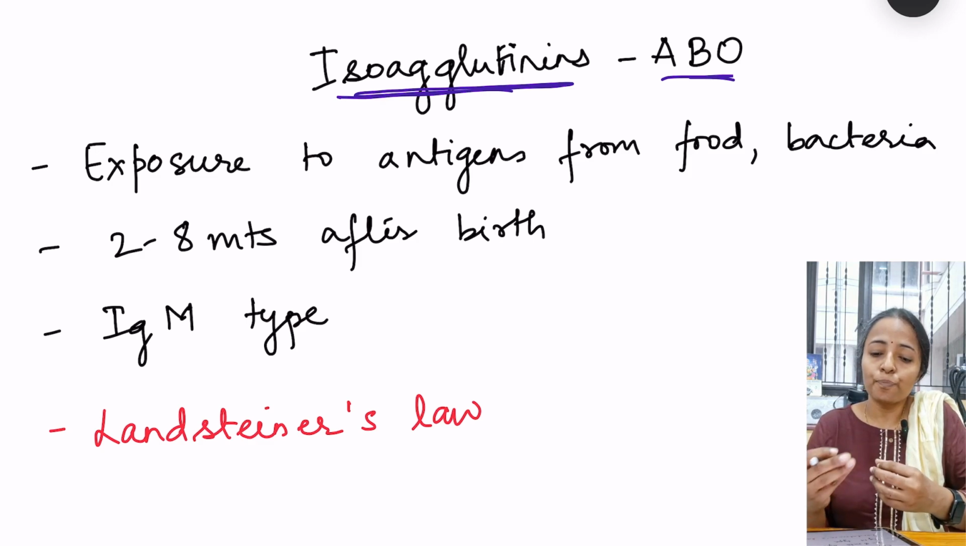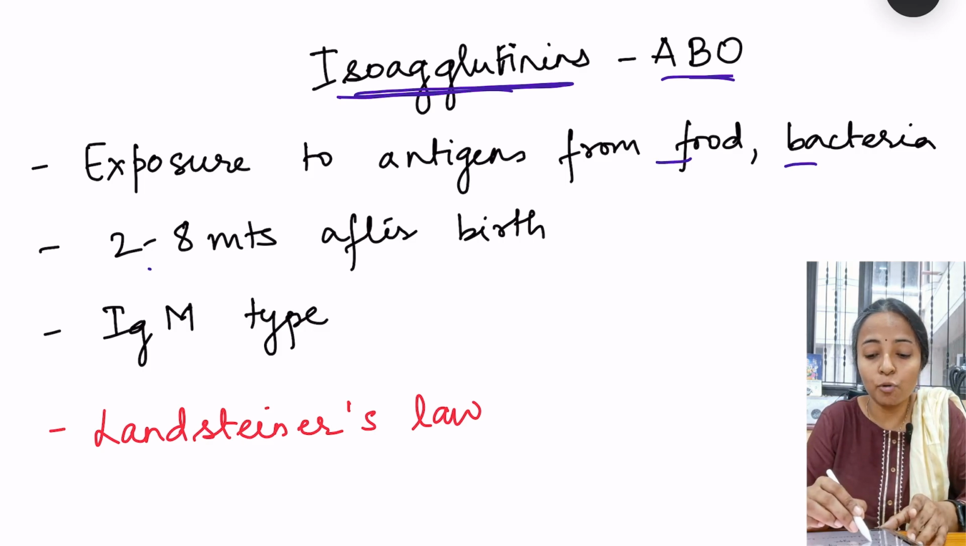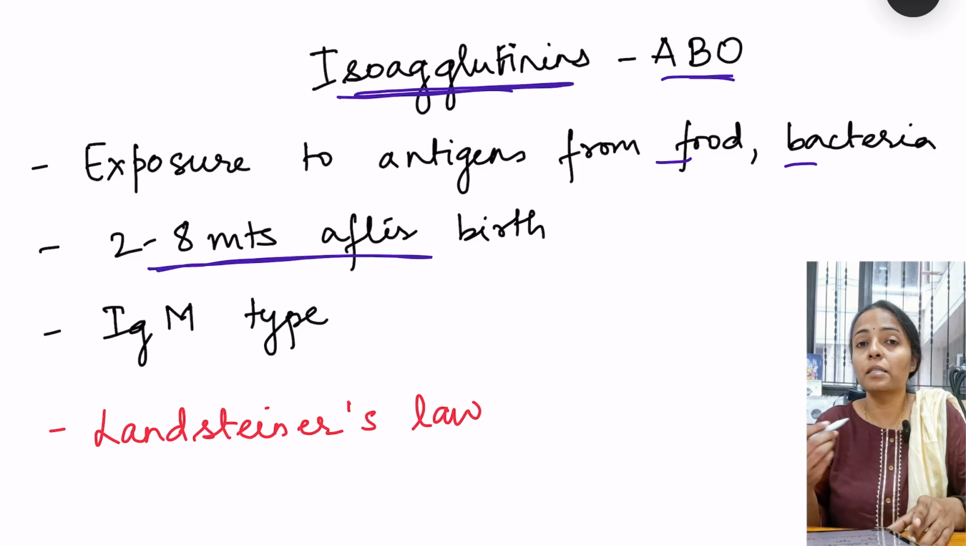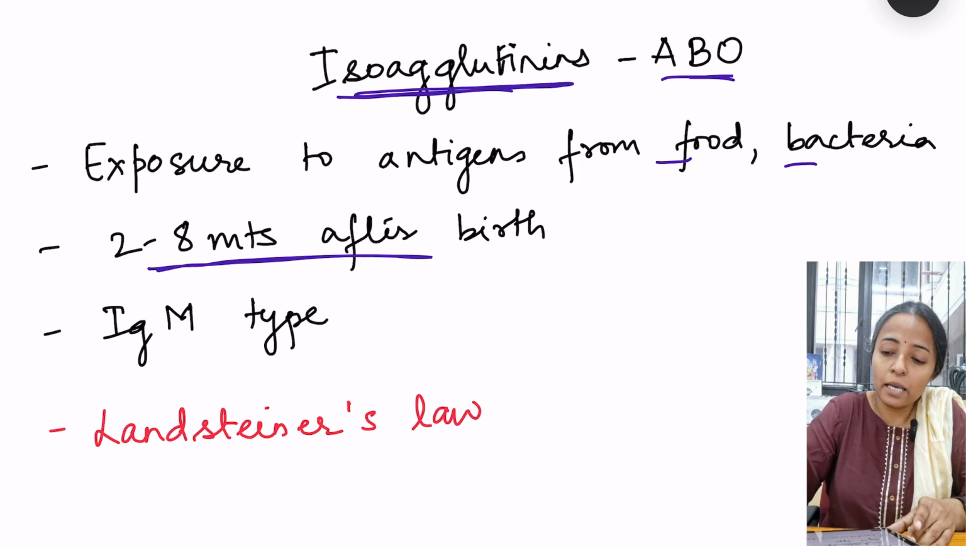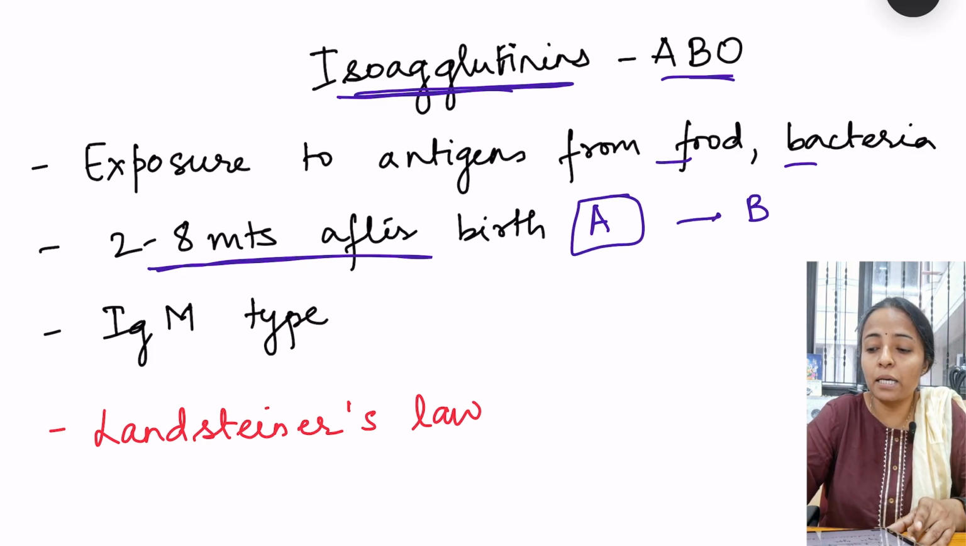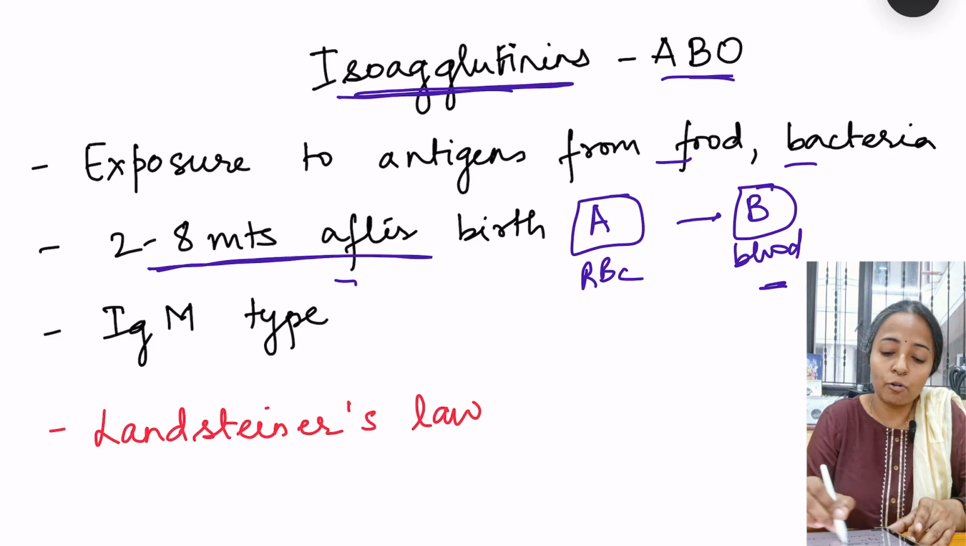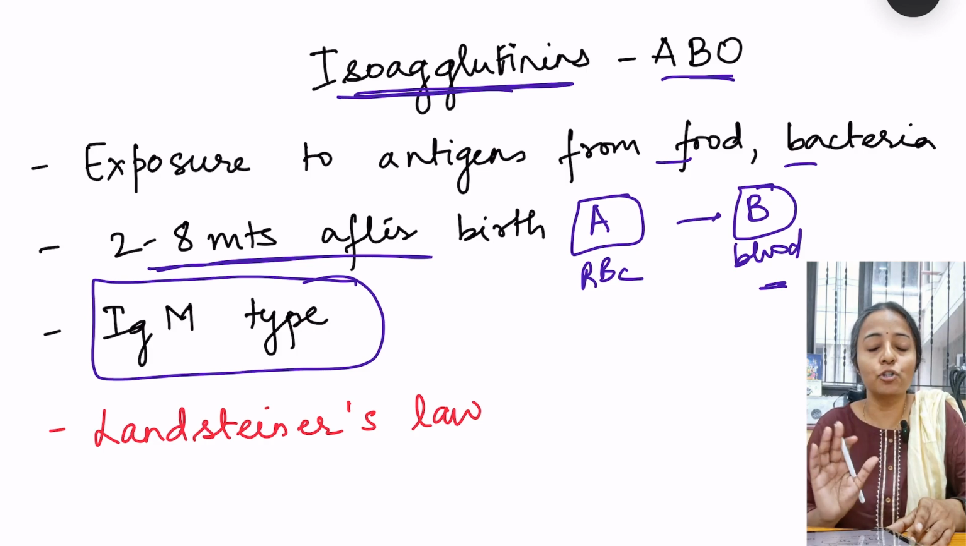Okay. So exposure to antigens from food and bacteria leads to the production of antibodies approximately 2 to 8 months after birth. Okay. So if A antigen is present on the RBCs, there will be production of B antibodies in blood. Okay, A antigen on RBCs, presence of B antibody in blood. And these antibodies which are produced are of the IgM type. Remember, IgM type, not IgG type. These are natural antibodies. So that is why they are known as iso-agglutinins, and these are of the IgM type.